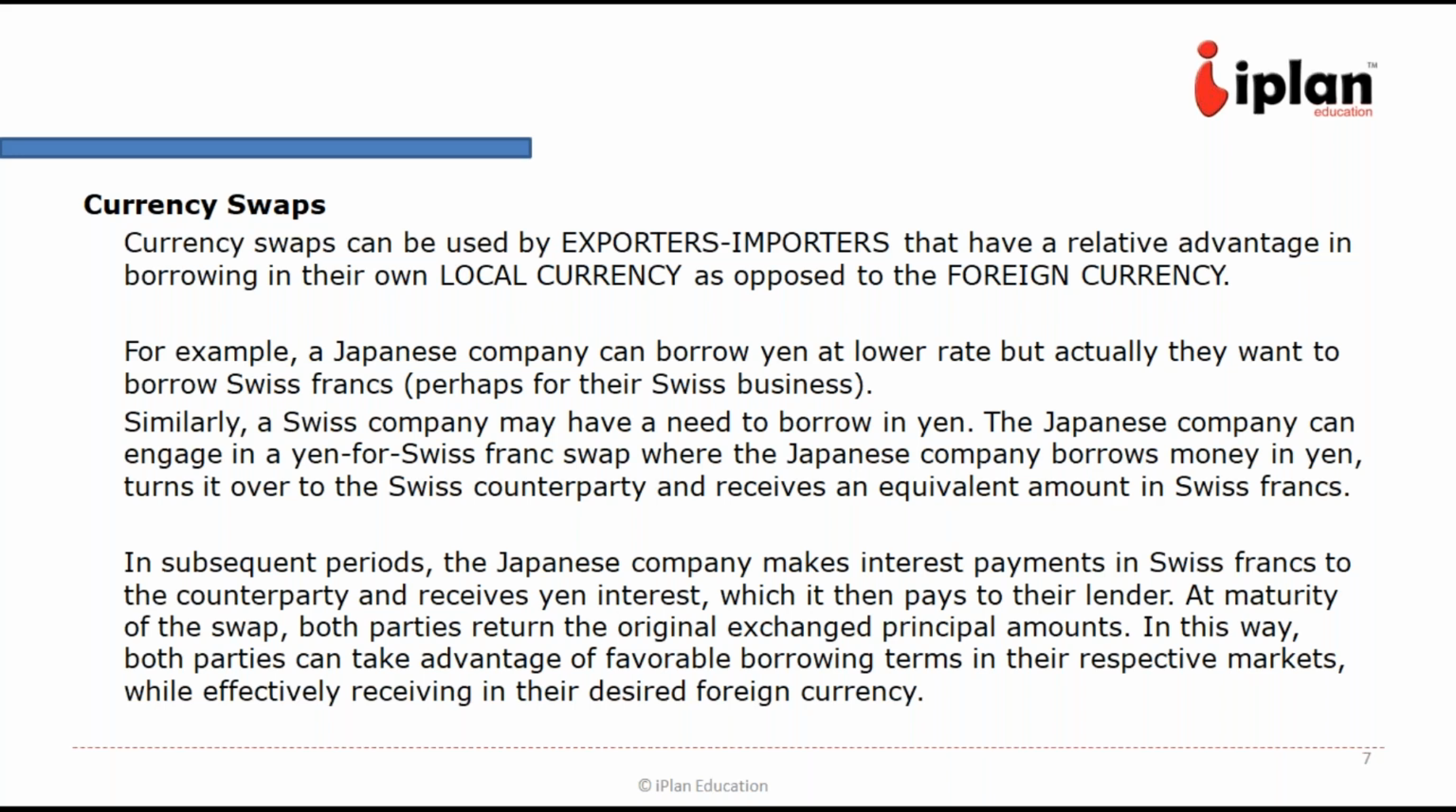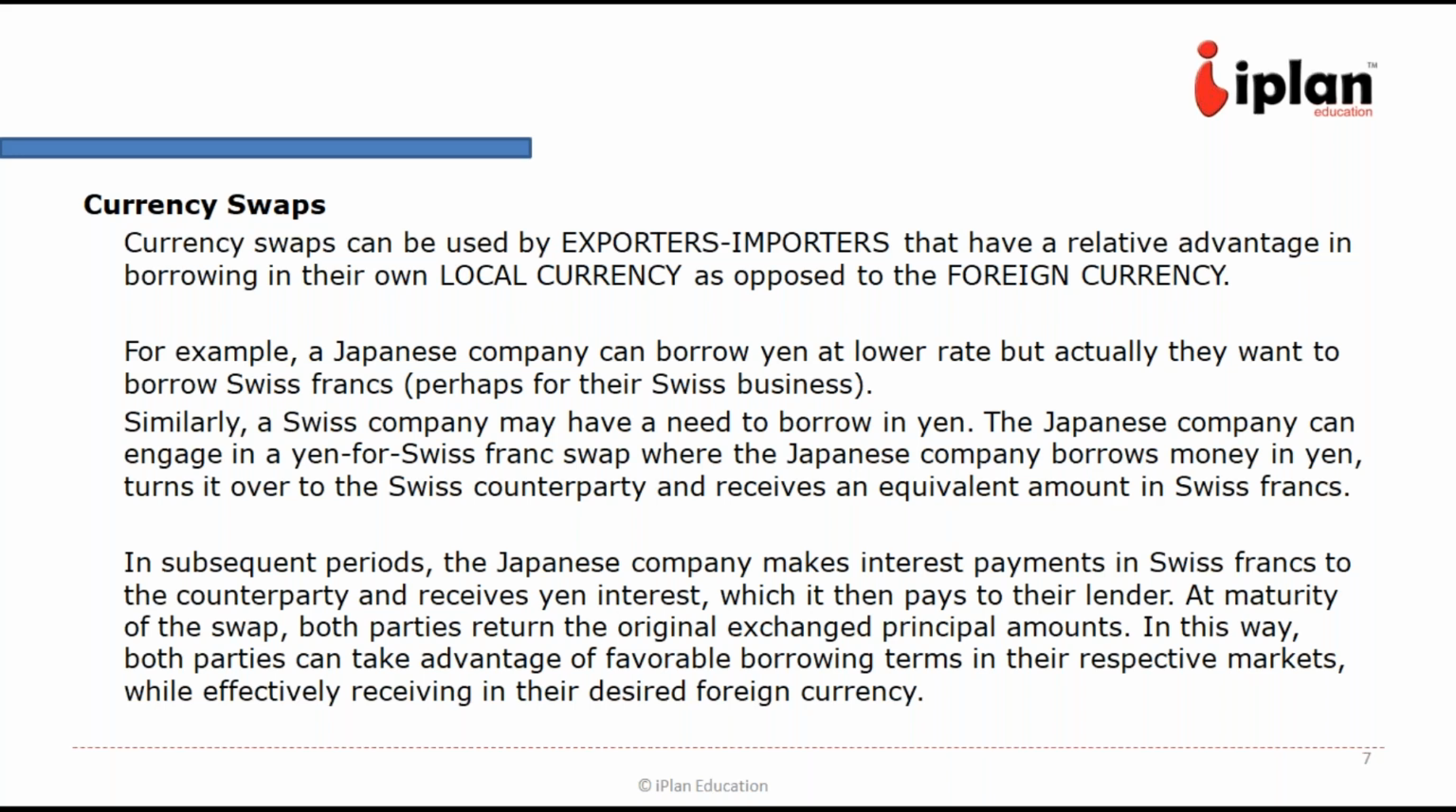So the Japanese company can engage in a yen for Swiss franc swap. The Japanese company will take a loan in yen and give it to the counterparty, and the counterparty takes a loan in Swiss franc and gives that money to the Japanese company. But the interest rate is paid by them in their local countries. So the guy who took the yen pays interest in Japan, but he actually gave the money to the counterparty. And the guy who took the Swiss franc pays interest on the principal amount in his country.